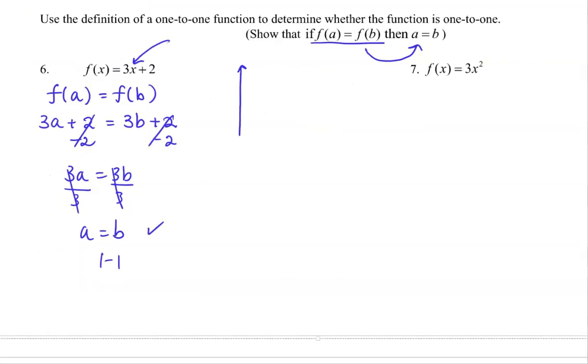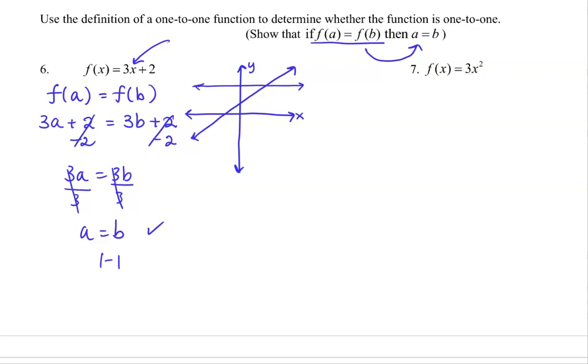And keep in mind that we knew that this would be a one-to-one function because the graph of 3x plus 2 is a line with slope 3 and a y-intercept at 0, 2, and this line definitely passes the horizontal line test.